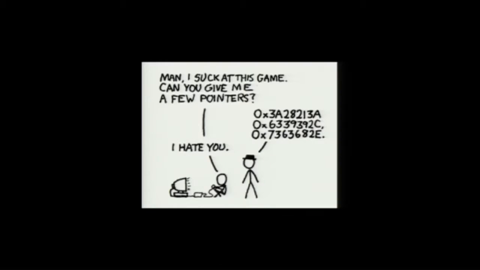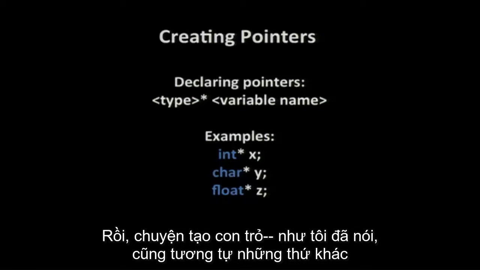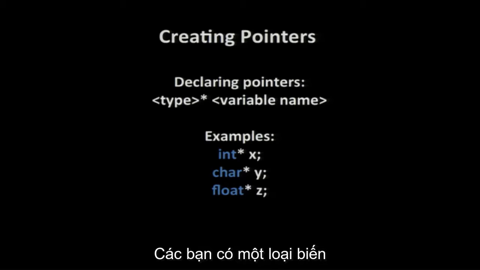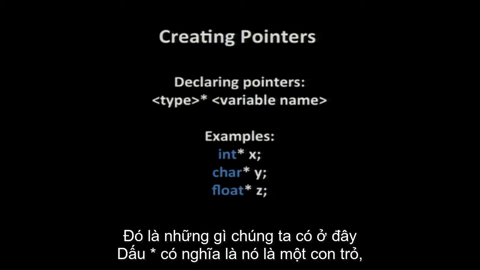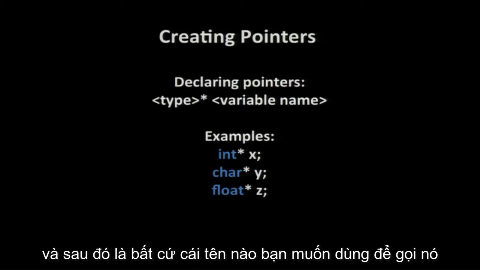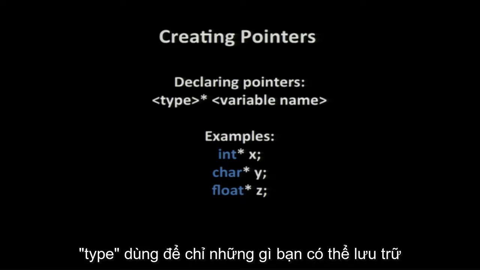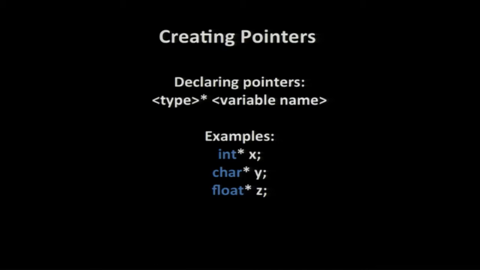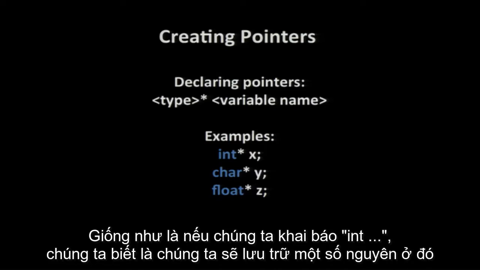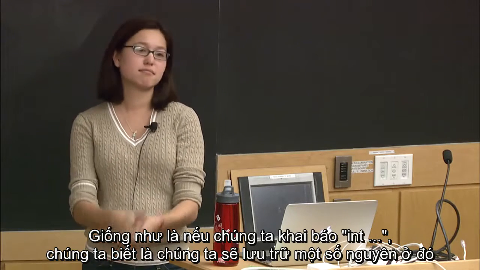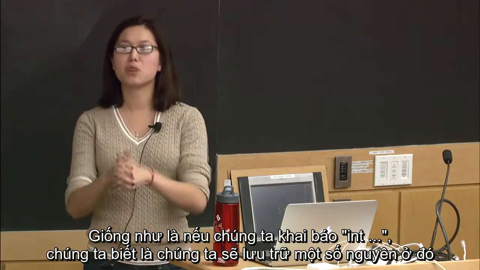It's great. All right, so creating pointers. As I said, it's pretty much just like anything else. You have a type, and you have a name, exactly what we have there. Type star, which means it's a pointer, and then whatever you want to call it. So the type represents what you can store, in the same way that if we do int x, we know we're storing an int there, okay?